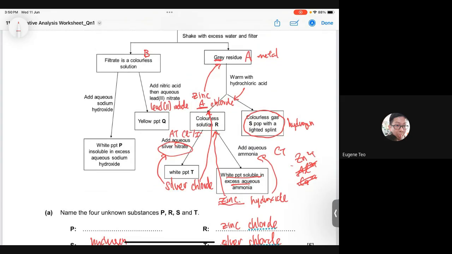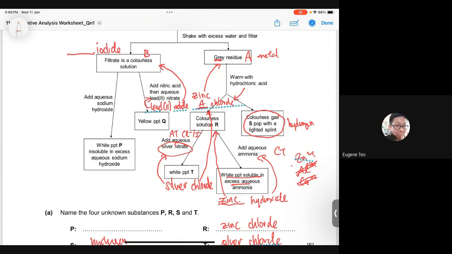Now, B itself is interesting on the left-hand side because I had lead(II) nitrate, and I got lead(II) iodide. Obviously, the lead comes from the lead(II) nitrate. Where did the iodide come from? The iodide must have come from B. So B is actually something iodide.